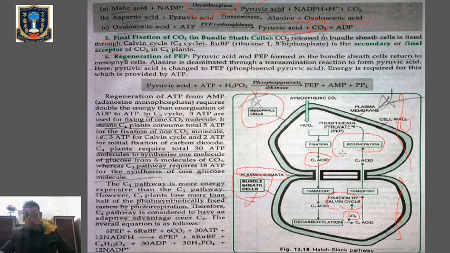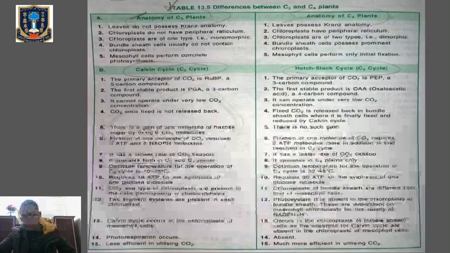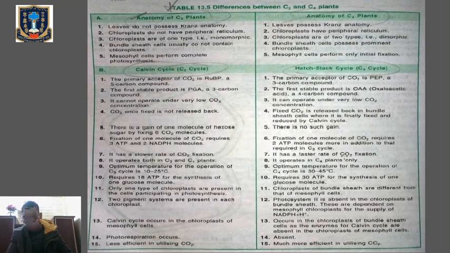Alright, so here we have finished the C3 pathway and the C4 pathway. Now let's go through the difference between the C3 and the C4 plants. In table number 13.5, page number 13.24. So let's see the difference between the C3 plants and the C4 plants. First, we talk about the anatomy of C3 plants and the C4 plants.